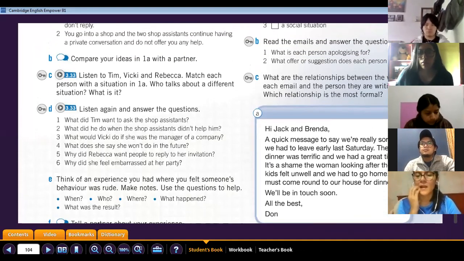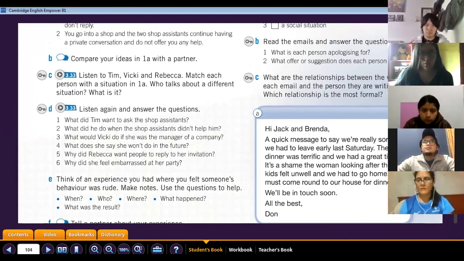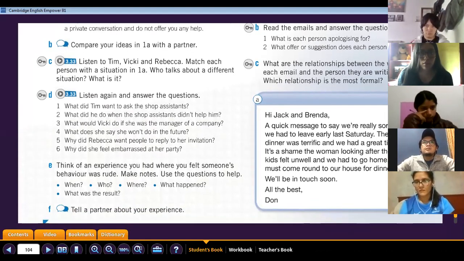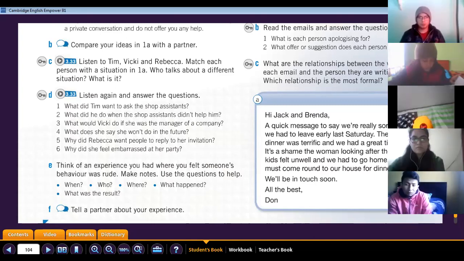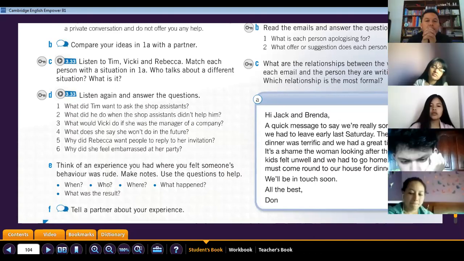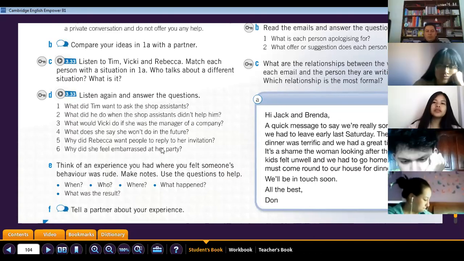So that's what we're gonna read right now. Vamos a leer esto. But we have to answer 2 questions for each email. The first is, what is each person apologizing for? What is the reason of the apology? And the second, what offer or suggestion does each person make? I mean, ¿qué ofrece? as an apology, okay? So let's start with the first reading.